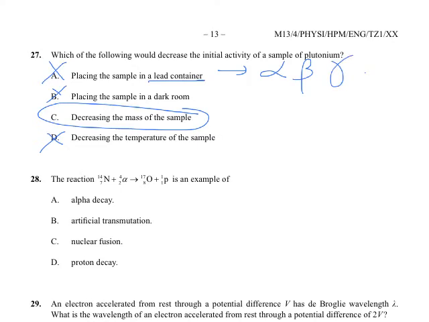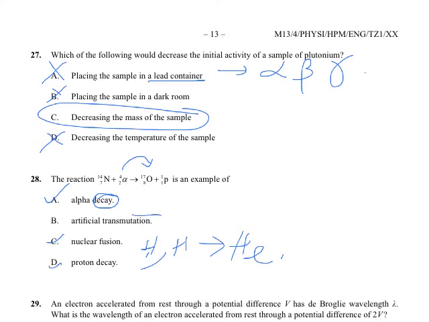Question 28. We have a neutron capturing an alpha particle, which then makes an oxygen particle, and that decays to release a proton. Now, what would we call this? It can't be alpha decay, because if it had been decay, the alpha would be on the other side of the arrow. It can't be nuclear fusion, because nuclear fusion specifically deals with hydrogen becoming helium. It's not a proton decay, because this isn't happening naturally.